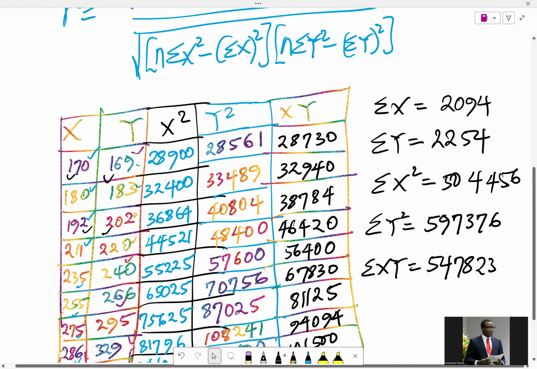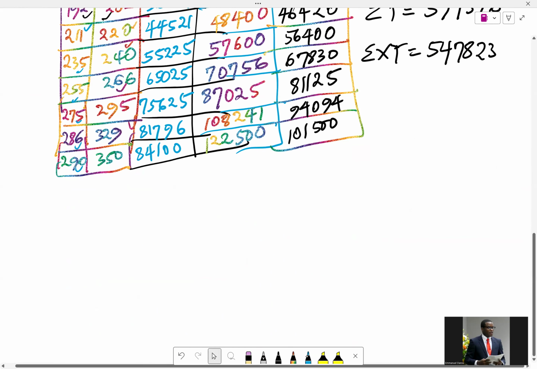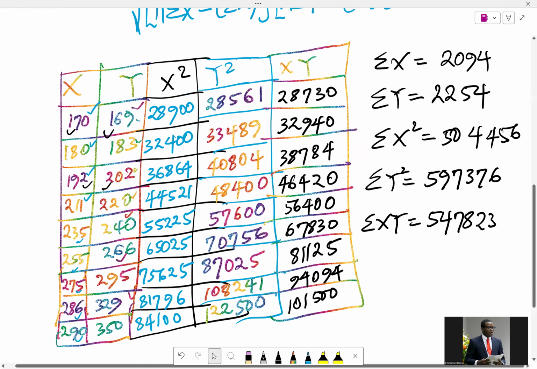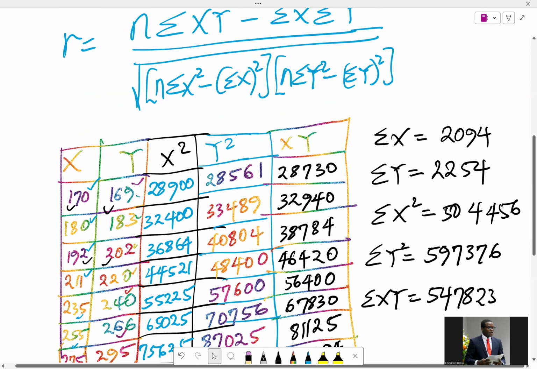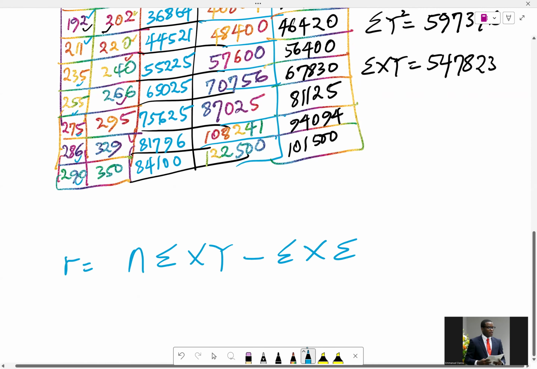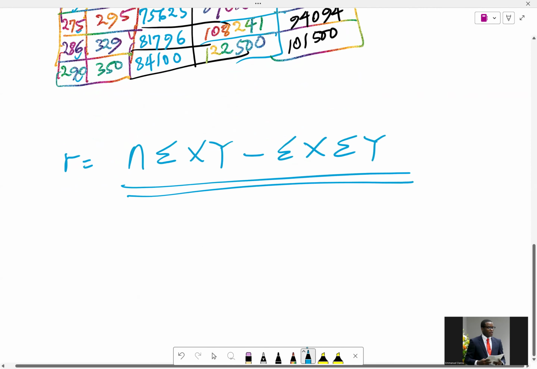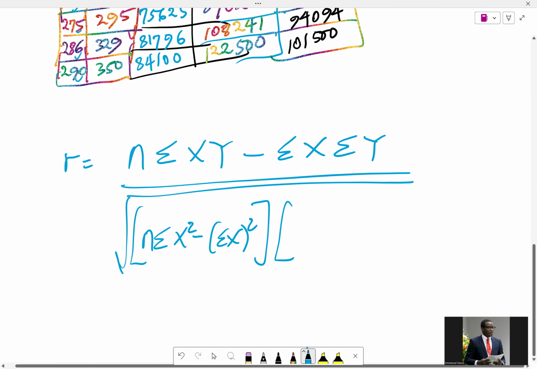Should I keep the black power? Okay, let me go this way. So we now say R is N summation XY minus summation X summation Y, divided by the square root of N summation X squared minus summation X all squared, into N summation Y squared minus summation Y all squared, like that.